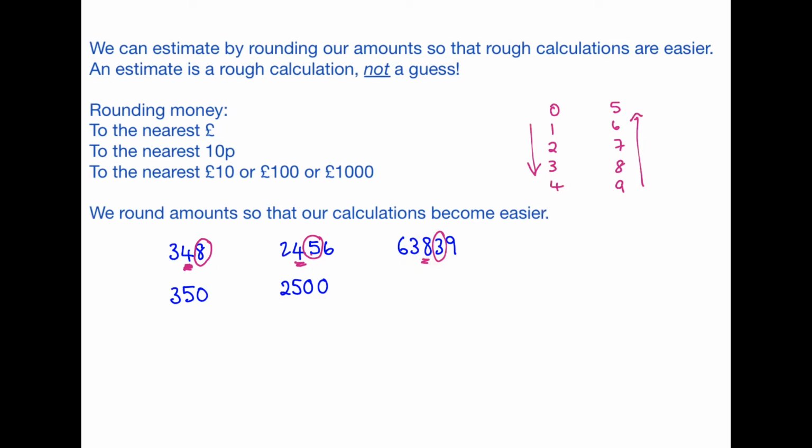Okay, so what we've got here is 638. But remember, that was 63,000. For this still to mean 63,000, we've got to fill in those zeros there. Okay, so we're going to go on now and look at rounding amounts of money.